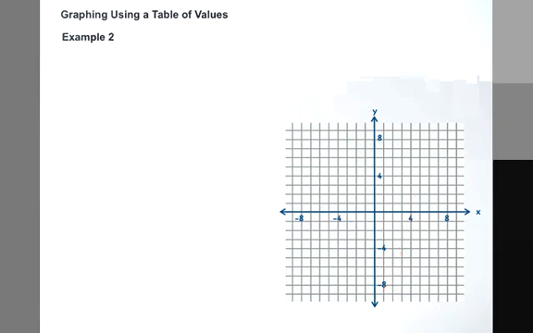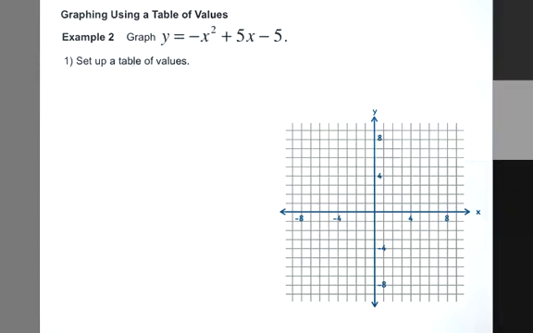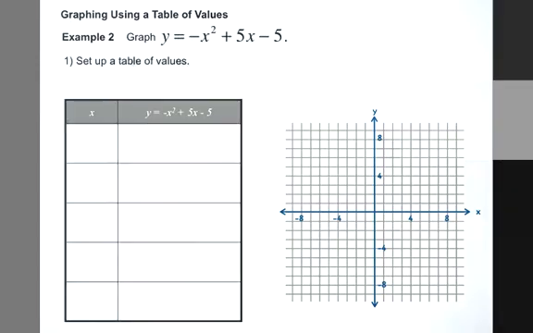Let's try another example. Take a moment and set up a table of values for this quadratic expression, y equals negative x squared plus 5x minus 5.